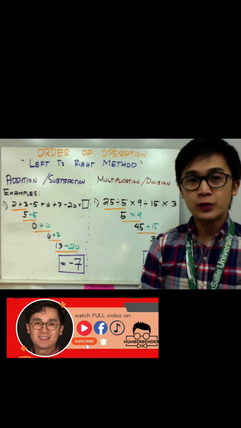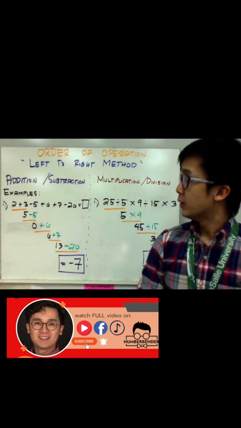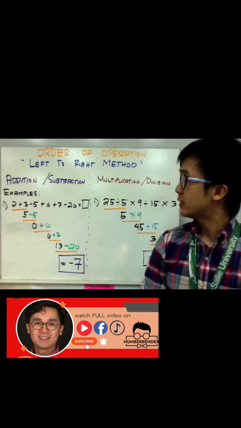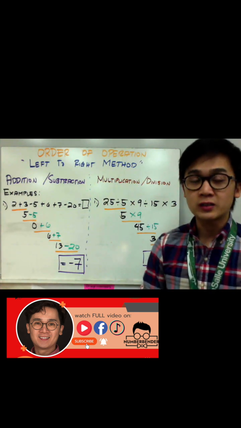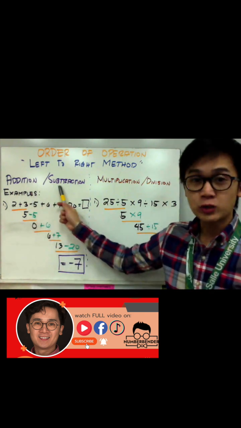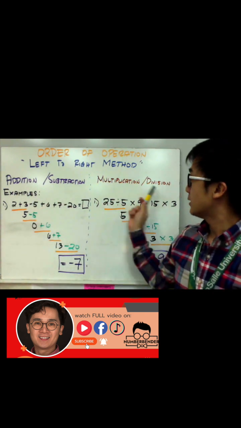Today we're going to be working on order of operation. And the first method that we're going to show will be the left to right method. Now there are two groups of operations that fall under the left to right method, and that is addition and subtraction, and multiplication and division.